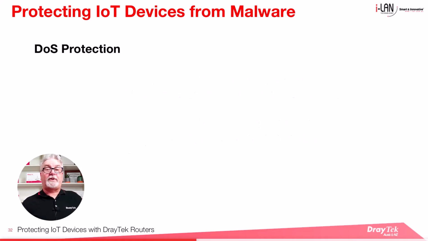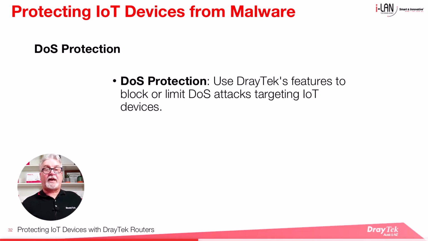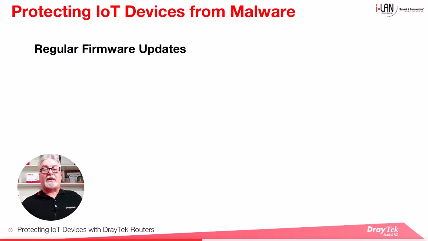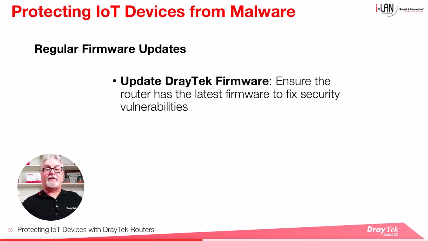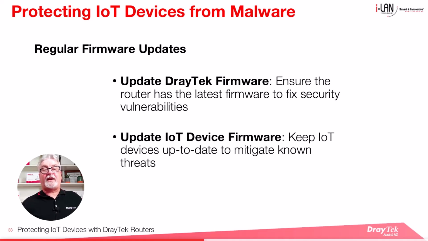As an additional layer of protection, you can also enable the DrayTek Router Denial of Service Protection feature. This will guard against DDoS attacks targeting your IoT devices. The router can automatically block or rate limit traffic that exceeds normal levels, preventing IoT devices from being overwhelmed. Also, as mentioned earlier, ensure that the router has the latest firmware installed to address any security vulnerabilities. Similarly, keep IoT devices up to date with their latest firmware to mitigate known threats.